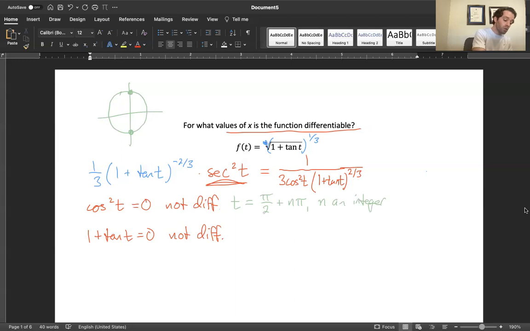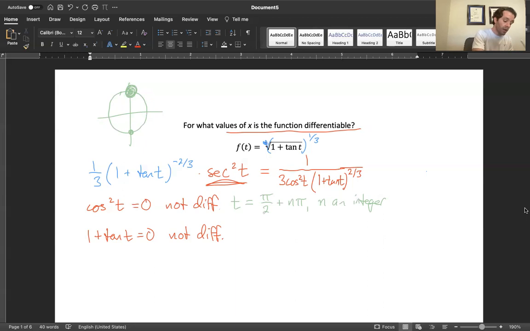Pi over 2 means that you land here on top of the unit circle, and the plus n pi part means that you go either forward or backward by some integer multiple of pi, meaning that you land either on the south pole of the circle or on the north pole again. So now let's look at the second condition. 1 plus tangent of t equal to 0.